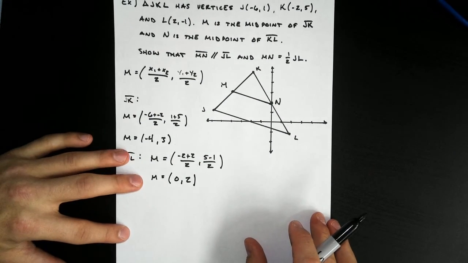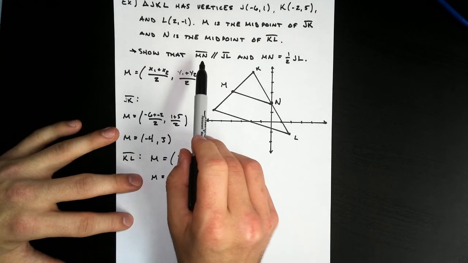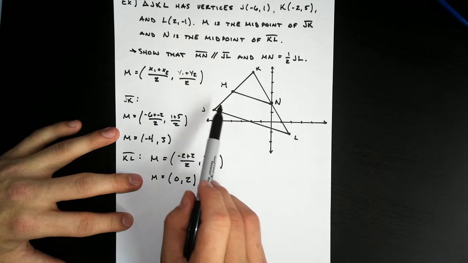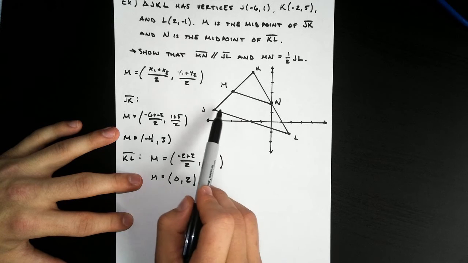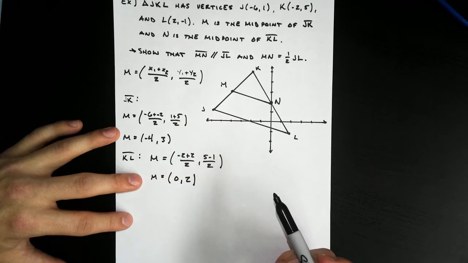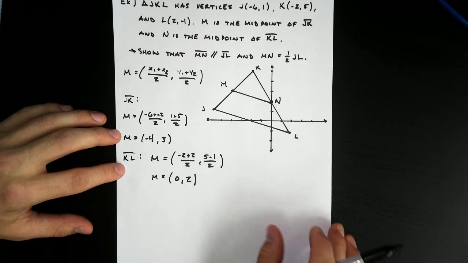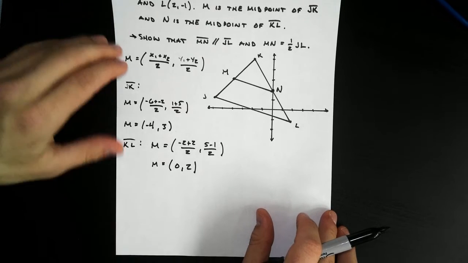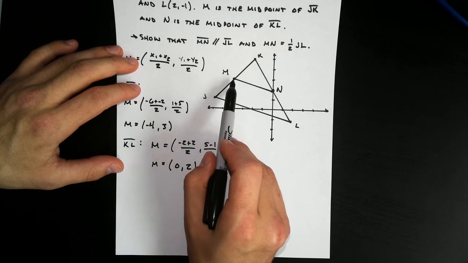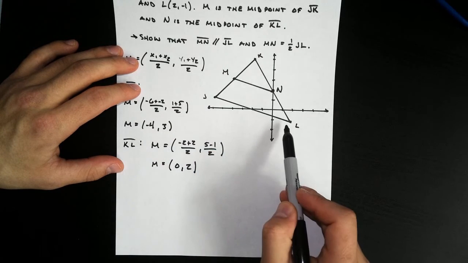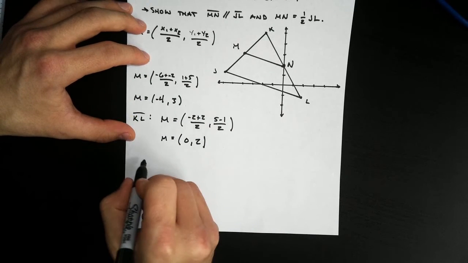Okay. So then what we actually want to show, what we're actually trying to do, is we want to show that MN is parallel to JL. And we also want to show that this length is half the length of this one. Let's start by showing that they're parallel. The easiest way to show that two segments are parallel in the coordinate plane is to show that they have the same slope. So we can count the slope here if we would like to, or we can also do the slope formula. So why don't we do that?